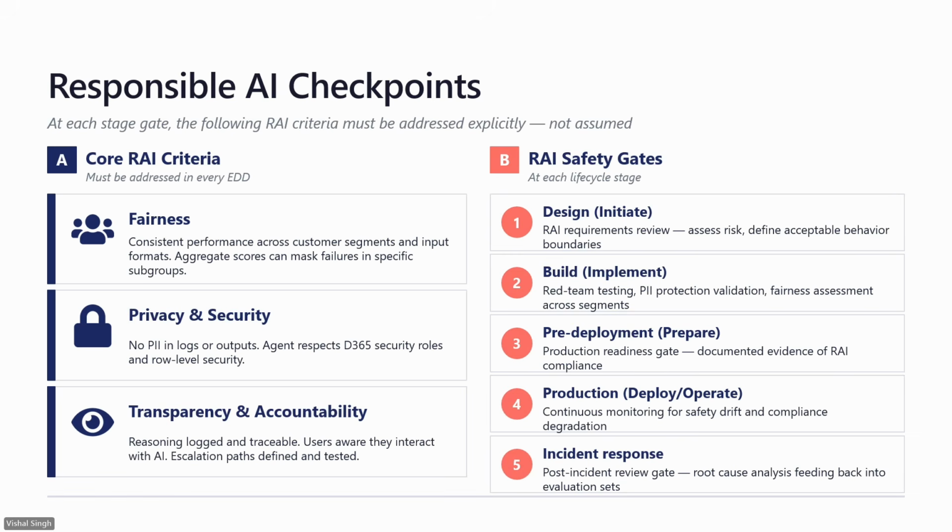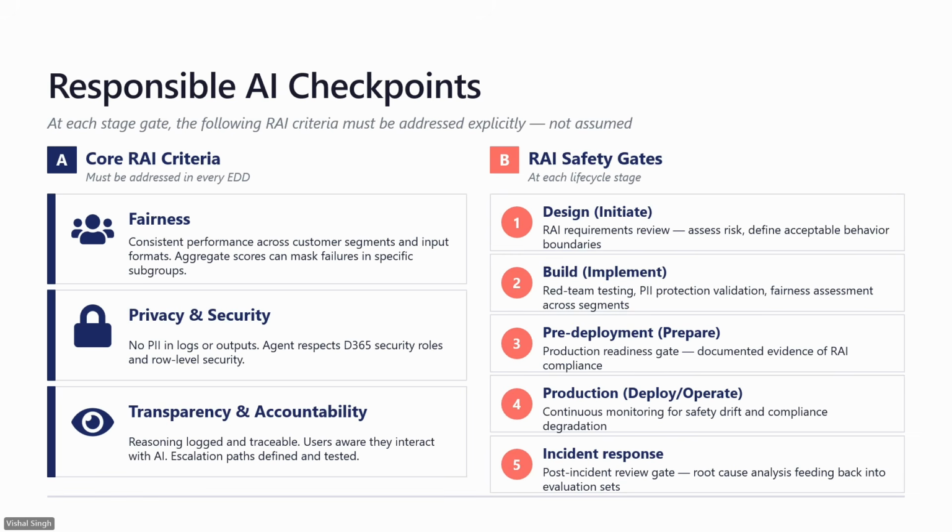The second is privacy and security. So no PII in logs or output, and appropriate access control. The agent respects your D365 security roles and row-level security. And the third one is transparency and accountability. Reasoning is logged and traceable. Users know they are interacting with AI, and escalation paths to a human are defined and tested.